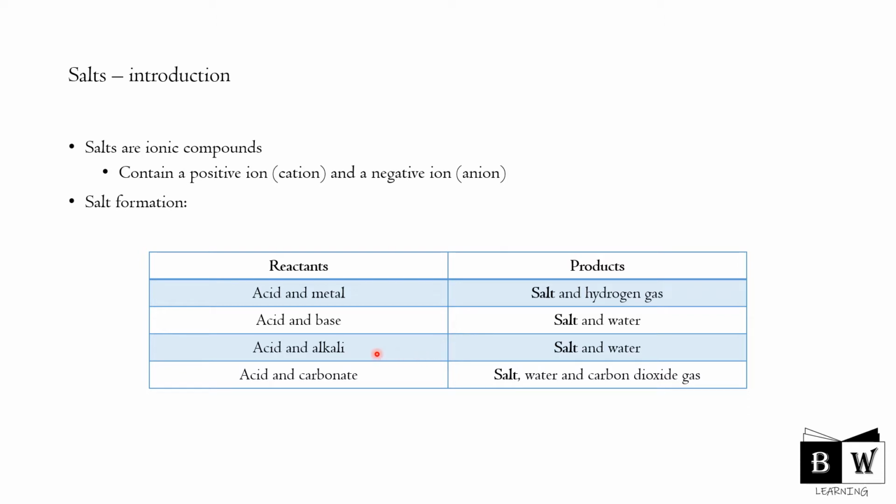For the next reaction, it's between an acid and an alkali. The difference between an alkali and a base is that an alkali is the soluble version of a base. So when you react a base with water, if it is soluble in the water, it will form an alkali. Here, similarly, we term this as a neutralization reaction, and we form salt and water.